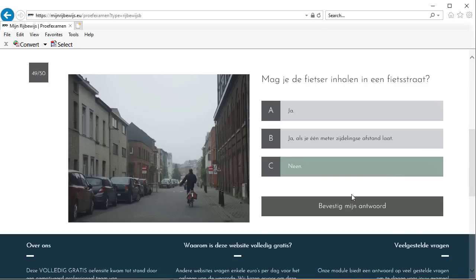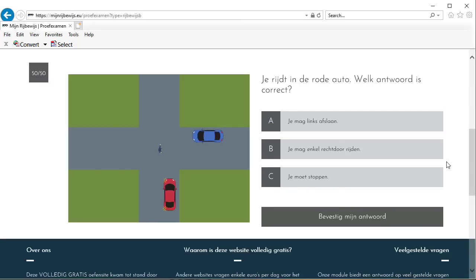All right, our last question. You are riding in the red car. Which answer is correct? Option A is you are allowed to turn left. Option B is you are only allowed to ride straight. Option C is you must stop.